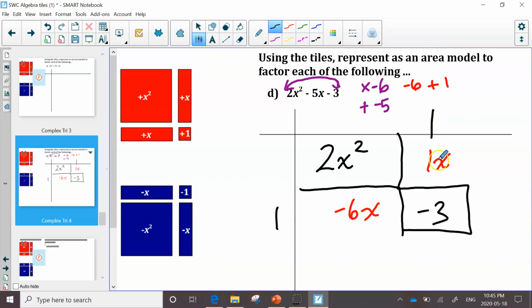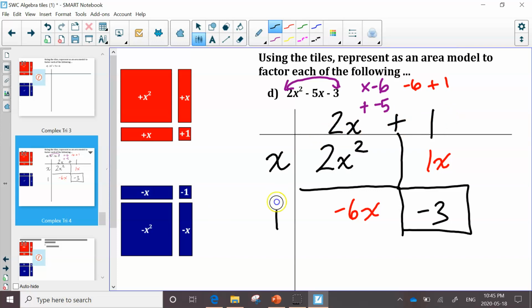Okay, and it has to be positive because this has to be positive. And if this is going to be an x, then this has to be an x, because 1 times x would give me this area here. To get this area, 2x squared, I'd have to multiply x by 2x. So that must be 2x. There we go, I have my length already.